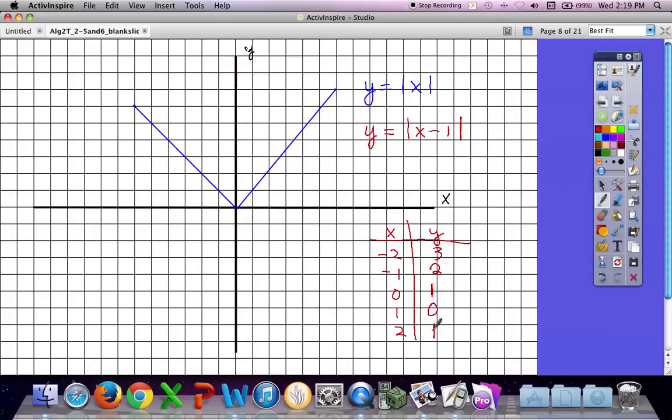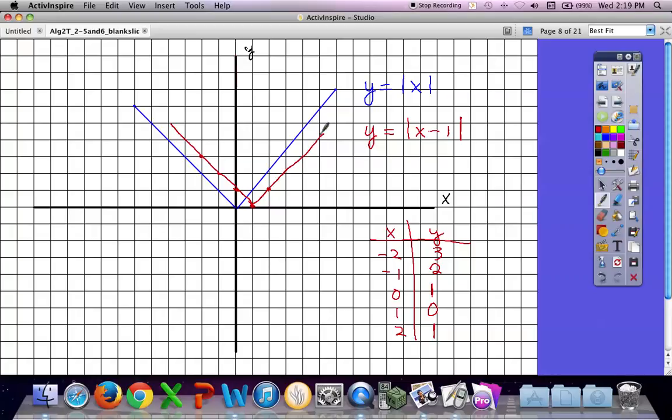So let's graph those 5 points. -2, 3. -1, 2. 0, 1. 1, 0. And 2, 1. Can you see the vertex? We still have captured the vertex. It's right there. So let me draw. There's the one side and there's the other side.